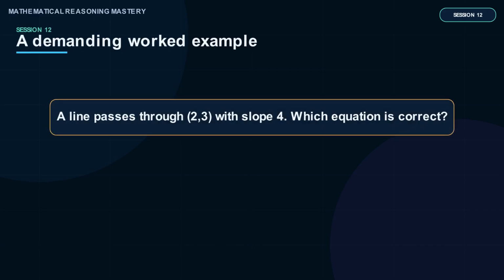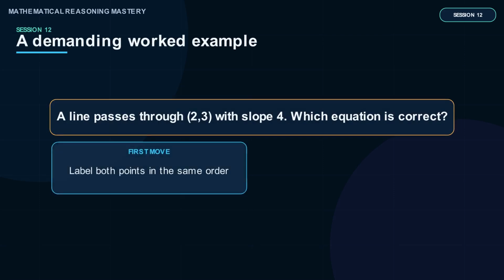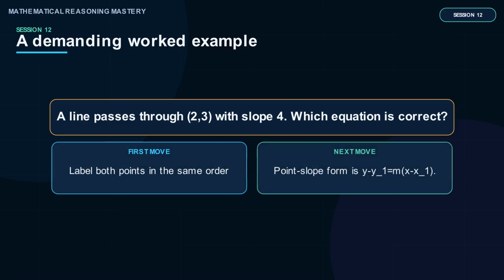Here is the challenge. A line passes through (2, 3) with slope 4. Which equation is correct? Restate what is requested before touching the choices. The first move is to label both points in the same order. Apply it directly to the quantities and conditions in this problem. Now use the core reasoning. Point-slope form is y minus y1 equals m times (x minus x1). Keep each equality, comparison, or unit conversion visible.